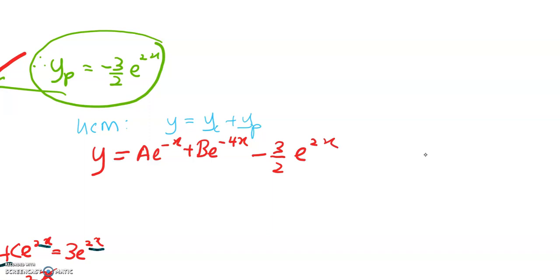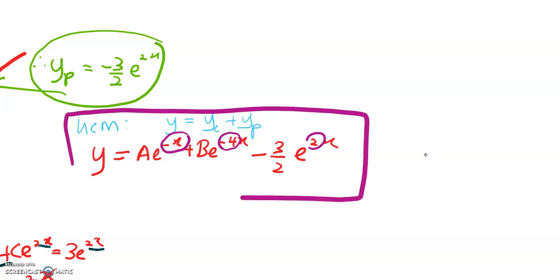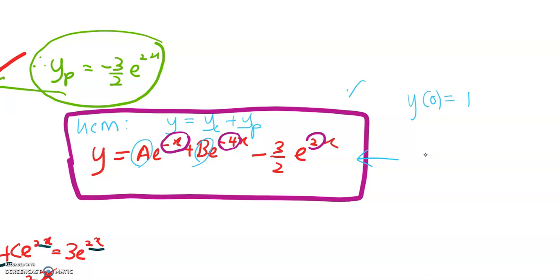Tengok ni dekat sini ni. Ni eksponen negatif 1. Sini negatif 4. Sini 2. So semua tak sama. So kita boleh katakan this is our correct general solution. Kenapa general solution? Sebab A dengan B ni belum ada nilai lagi. Okay, just in case kalau dia nak dapatkan particular solution for your solution of general here, general solution. So dia akan bagilah contoh y equals to 1 when x equals to 0. So masukkan dalam ni. Then mungkin satu lagi y prime equals to 4 when x equals to 0.